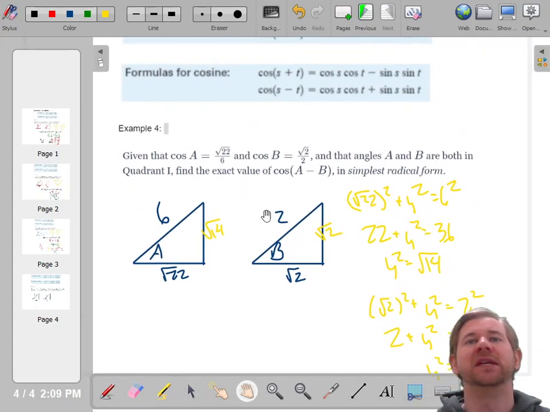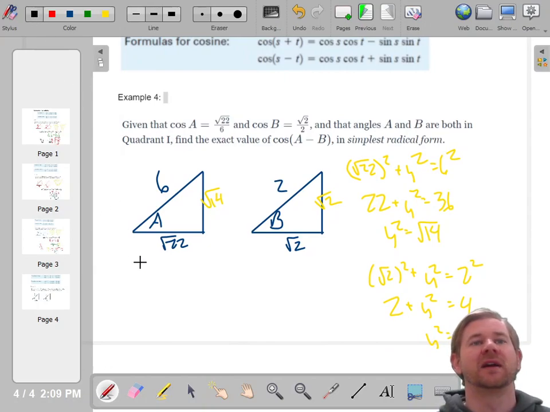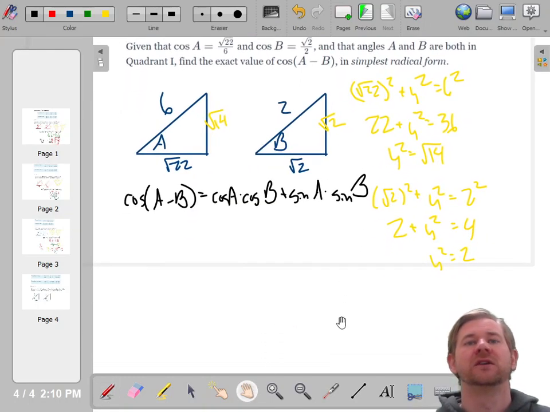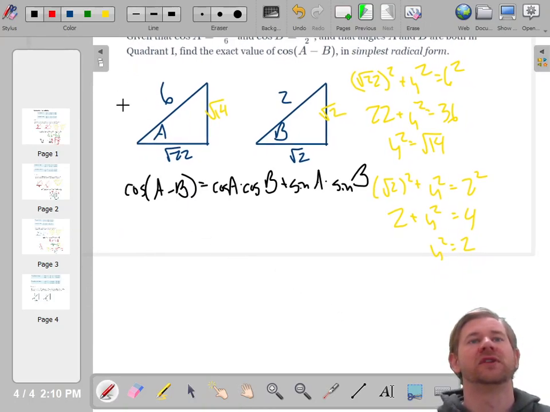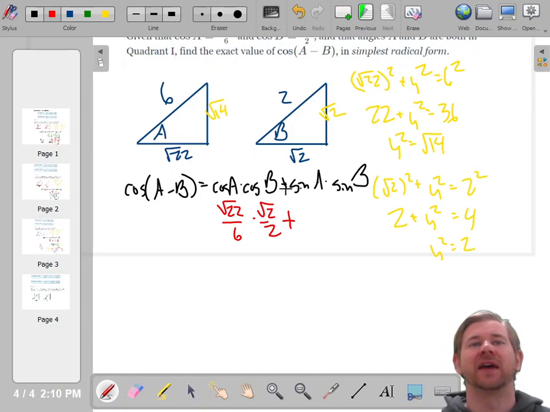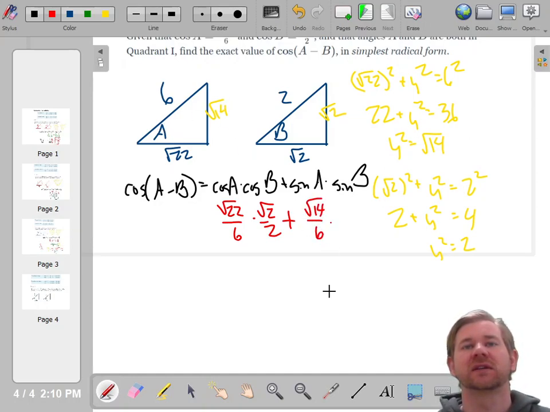Cosine of A minus B, so I can see the formula there. Cosine of A minus B, I'm using this formula, is the cosine of A times the cosine of B plus the sine of A times the sine of B. So let's find all those things. Cosine of A, radical 22 over 6. Cosine of B, radical 2 over 2. Sine of A is radical 14 over 6. Sine of B is radical 2 over 2.